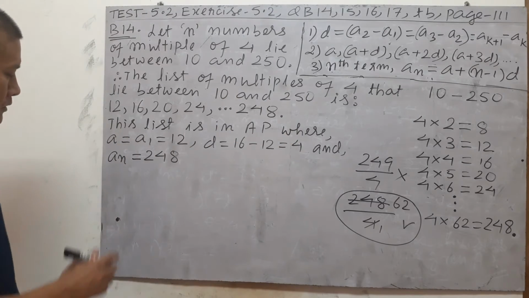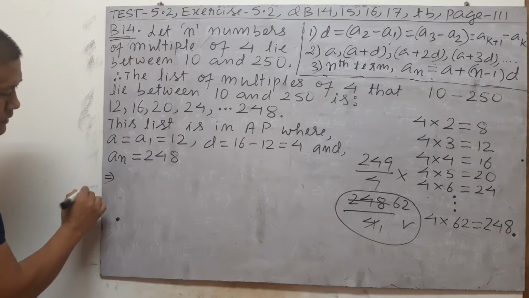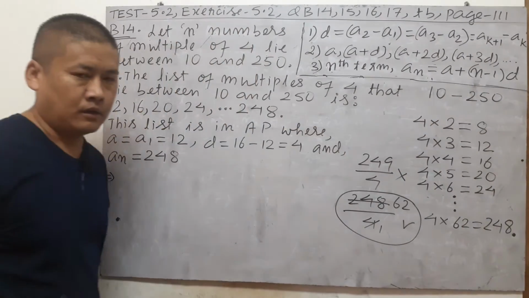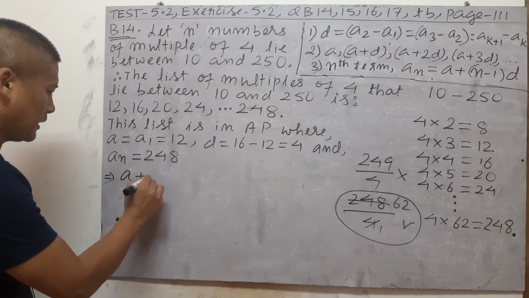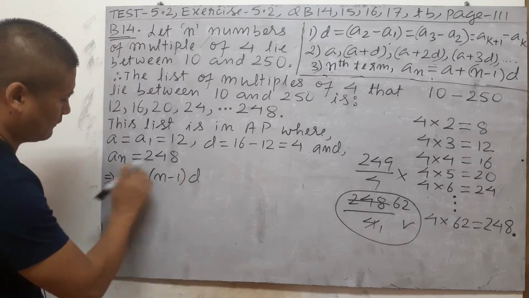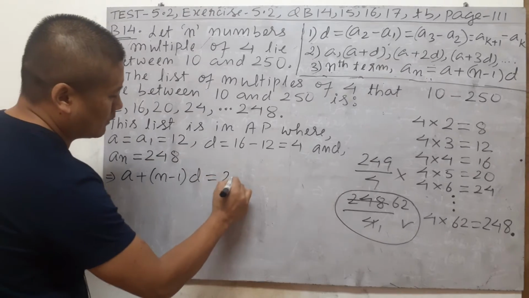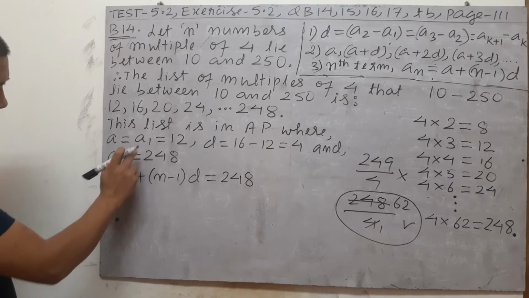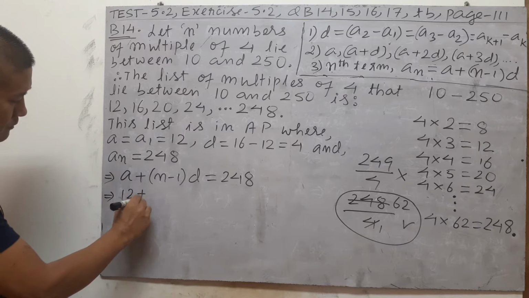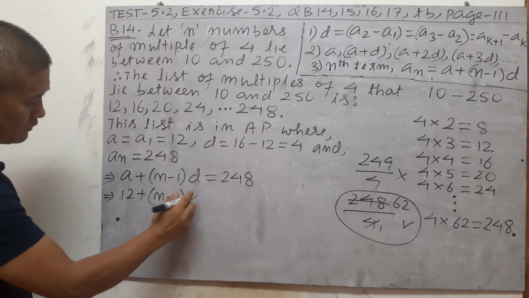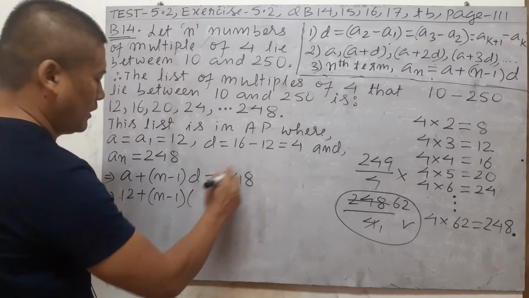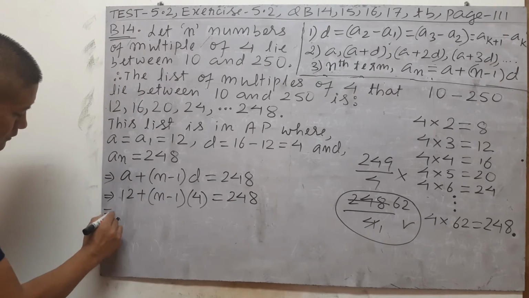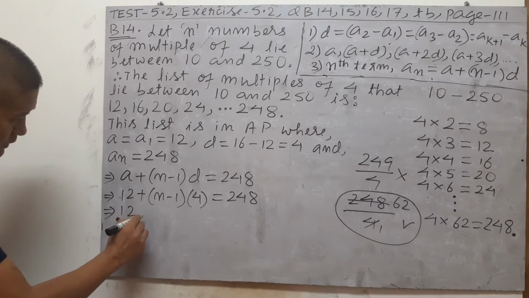So that is it. That implies the formula: you apply a plus n minus 1 into d. So you can write that formula a plus n minus 1 into d for an, replacing an equal to 248 by using the formula. Then here a is a1, 12, plus n minus 1, and we don't know n yet, so we'll just keep it like that. D, the common difference, is 4, equal to 248. So go about solving it carefully, you will get your answers.